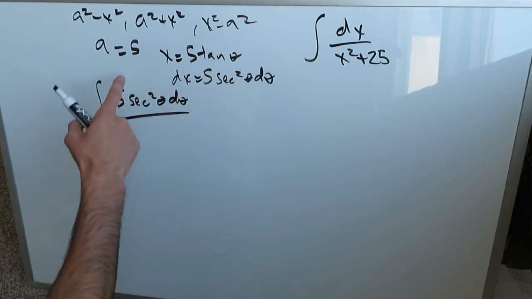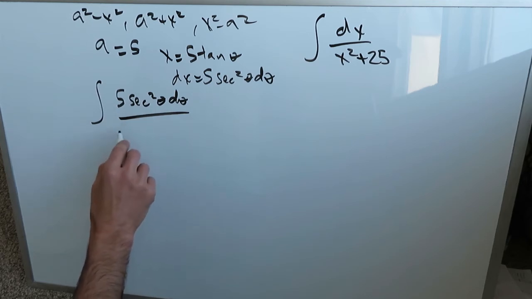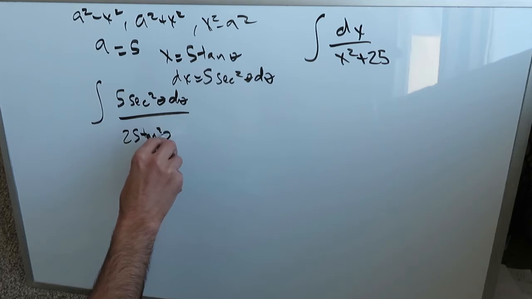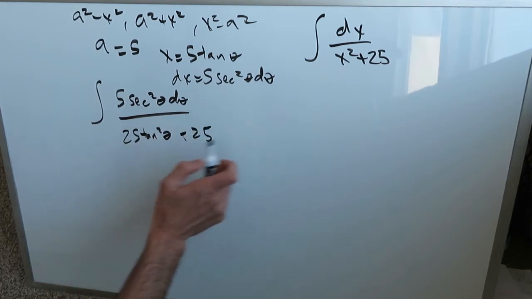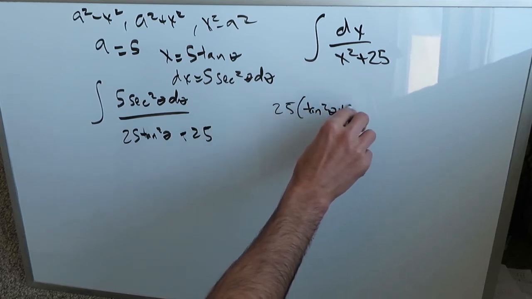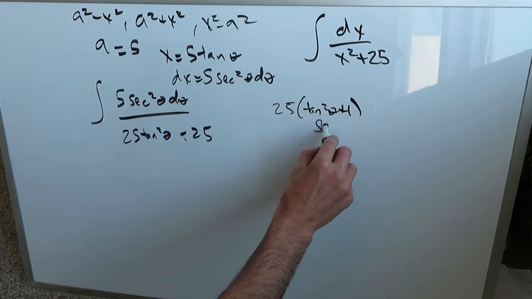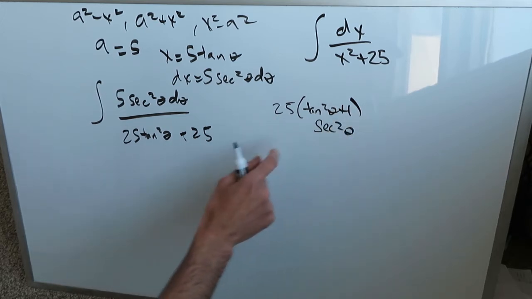Here you have x squared, which is this 5 tan theta squared. You get 25 tan squared theta plus 25. You can isolate 25 from here and you get tan squared theta plus 1. You know this right here is equal to secant squared theta. So all of this over here generates this item over here.